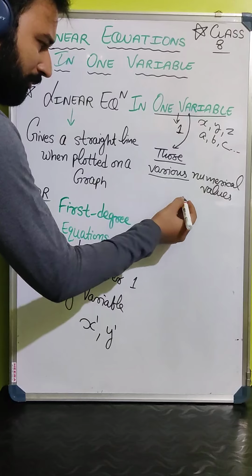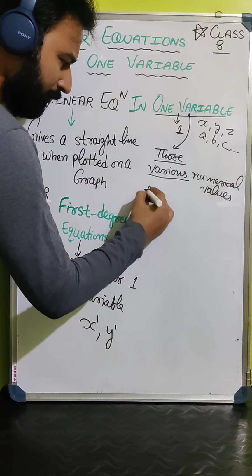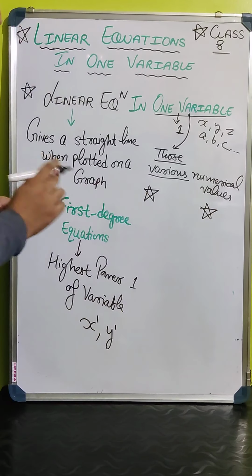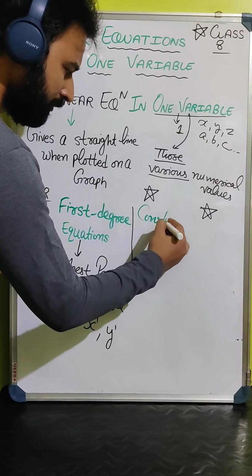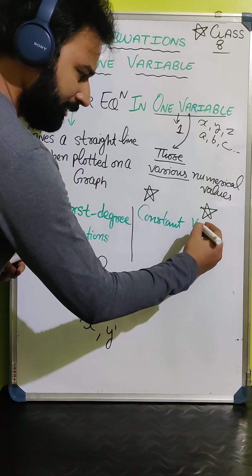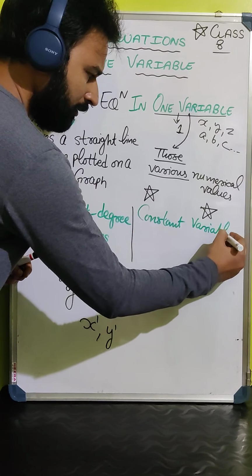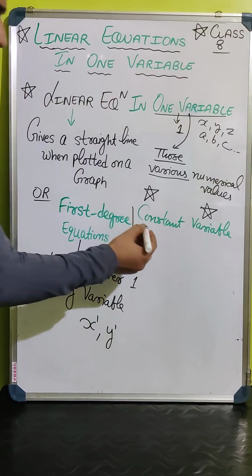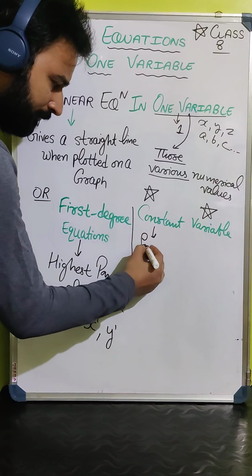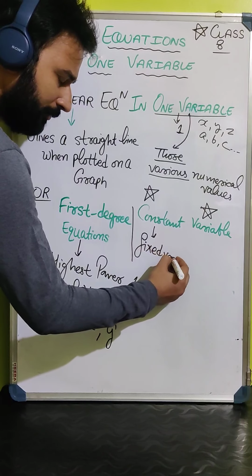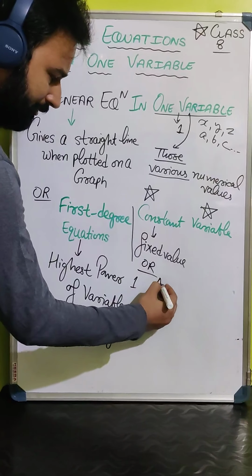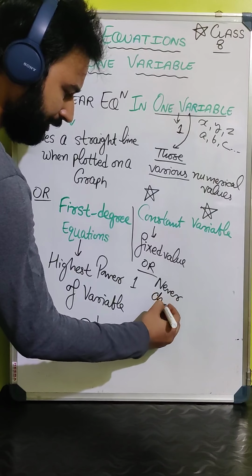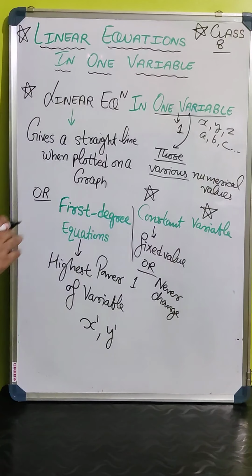Now, like this, we can say we have two terms. One is constant and the second is variable. Constant means fixed value. Those values are fixed, which means they will never change. These are known as the constant values.